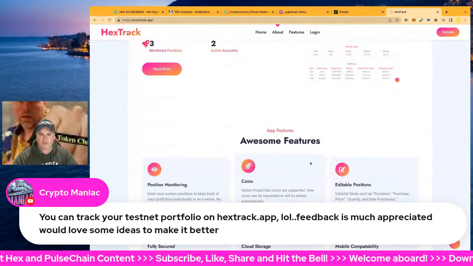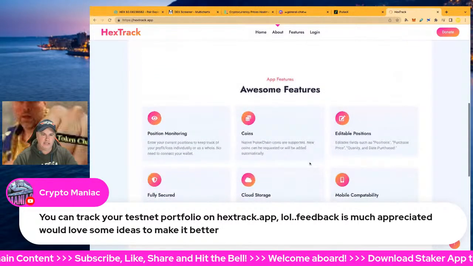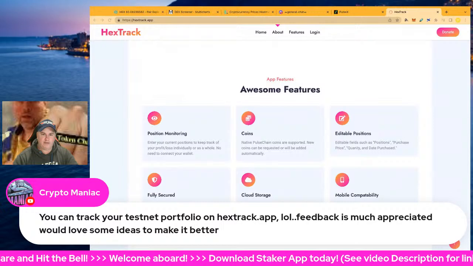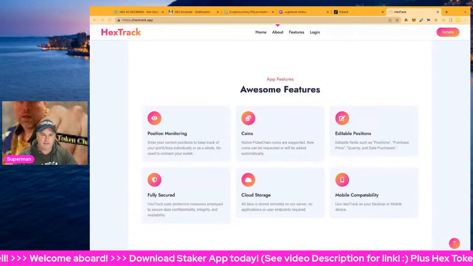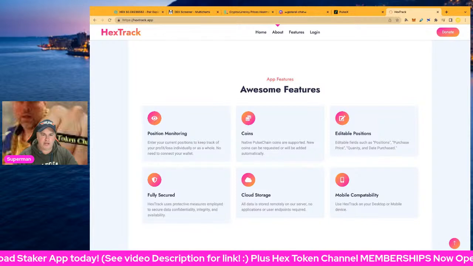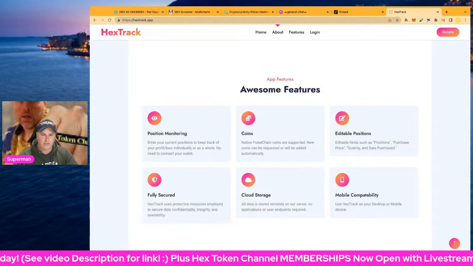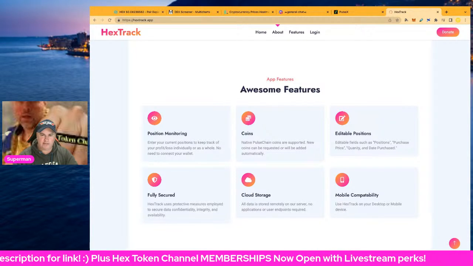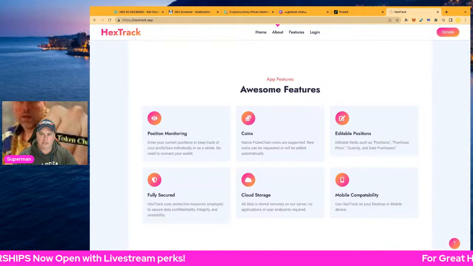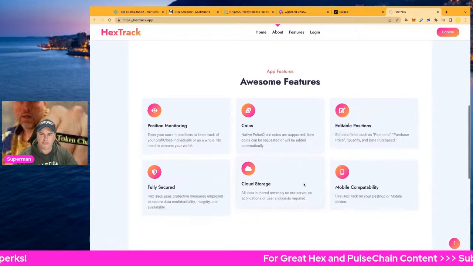Active features, awesome features. So position monitoring. Enter your current positions to keep track. And let me just hide that comment there. Got to make sure I get onto the comments. Enter your current positions to keep track of your profit and loss individually or as a whole. No need to connect your wallet. Native Pulsechain coins are supported. New coins can be requested or will be added automatically. Editable fields such as position, purchase price, quantity, and date purchased.